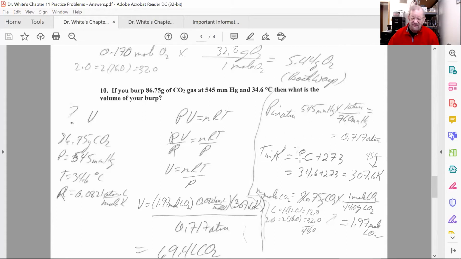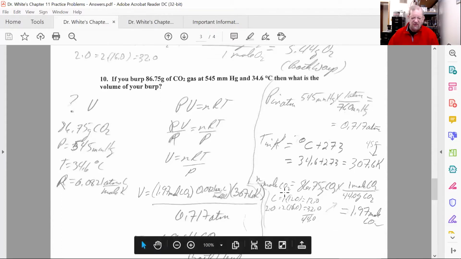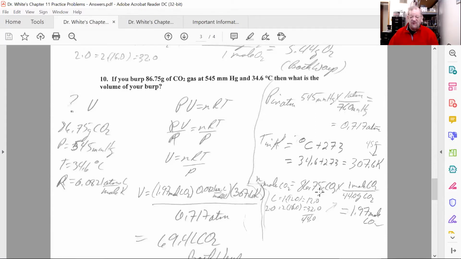Temperature, you have to convert to Kelvin. Here it is. We just did that. But here we're given grams, but n is moles. So we have to convert grams of CO2 to moles of CO2. What we're trying to get to goes on top of the ratio, moles of CO2. What we're trying to get rid of goes underneath, grams of CO2.